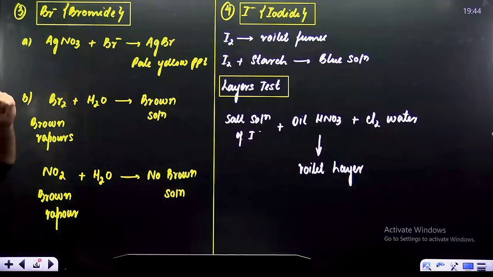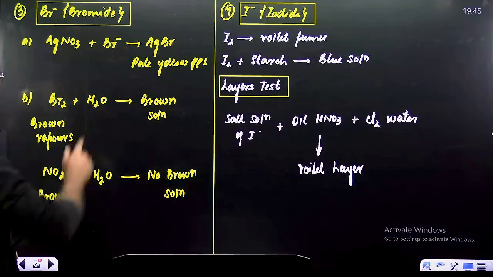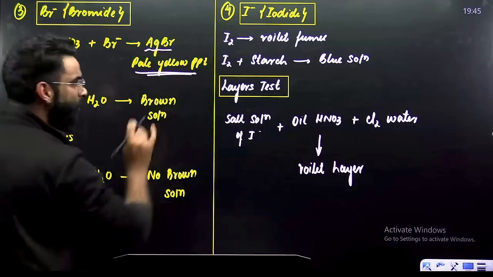Okay, moving on to one more. Detection of bromide ion. What happens? Bromide on reaction with AgNO3 forms AgBr, that is pale yellow precipitate.